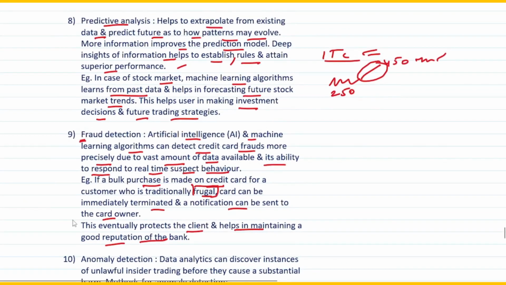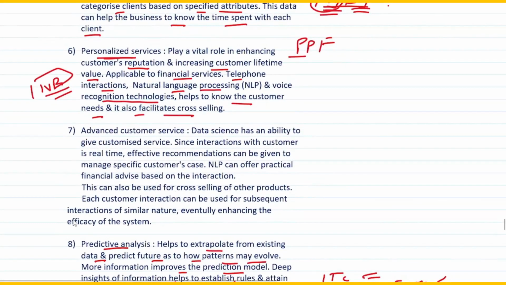Now we come to the last three, that is AQ. So AQ, first we talk about the advanced customer service. Now what is advanced customer service? Data science has an ability to give customized service. Since interaction with customer is real time, effective recommendations can be given to manage specific customer's case. Because you have all the data with you, you already have collected all the information. In that case, if there is any specific need of the customer, that can be catered to.